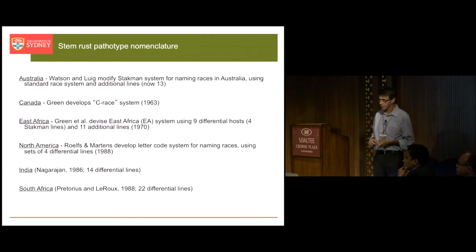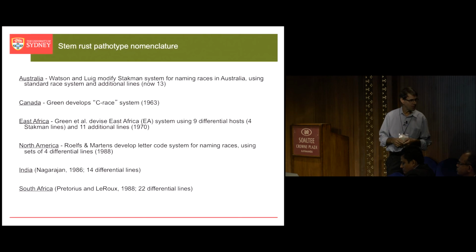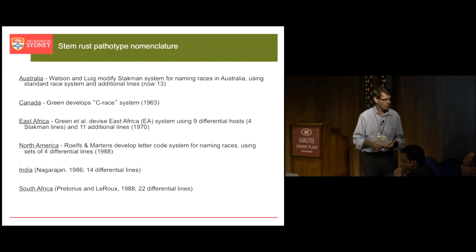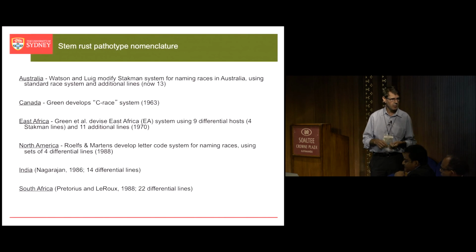Nomenclature systems. Well, there are just some examples. In Australia, we're different. We do everything differently down there. Of course, we've got our own system for race nomenclature. That was introduced by my predecessor, Professor Watson, and Harold Lewig, who modified the original Stakeman system, the very first system that was brought in for stem rust race nomenclature.